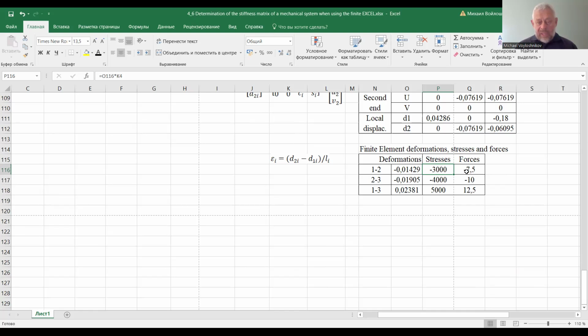So this is what we have to find by the use of Microsoft Excel for the decision of the issue of finding the forces acting in the elements of the flat truss, a hinged rod mechanical system connected by the hinges.